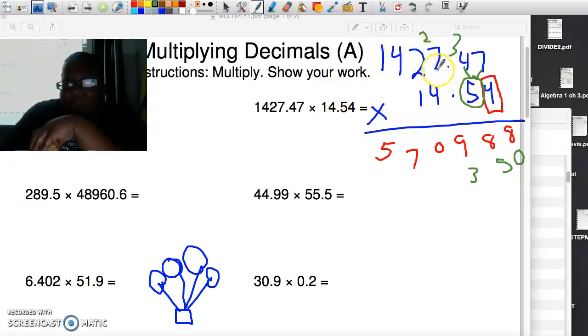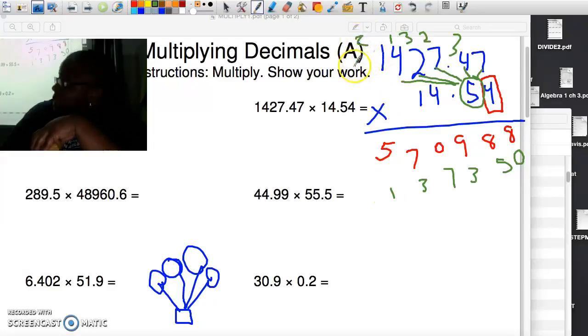My next one is 7 times 5, and that's 35, plus 2, that's 37. My next one, 2 times 5, 10. Plus 3, 13. And the next one, I got 4 times 5, which is 20, plus 1. That gives me 21. And the last one is 1 times 5, which is 5, 6, 7. So your second row should look like that.